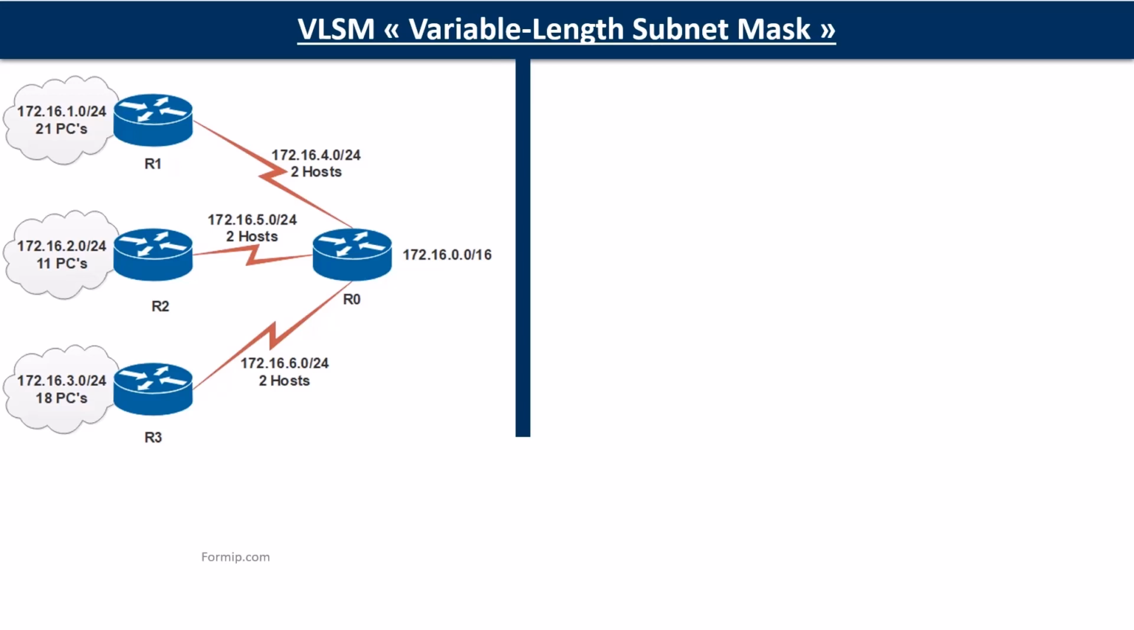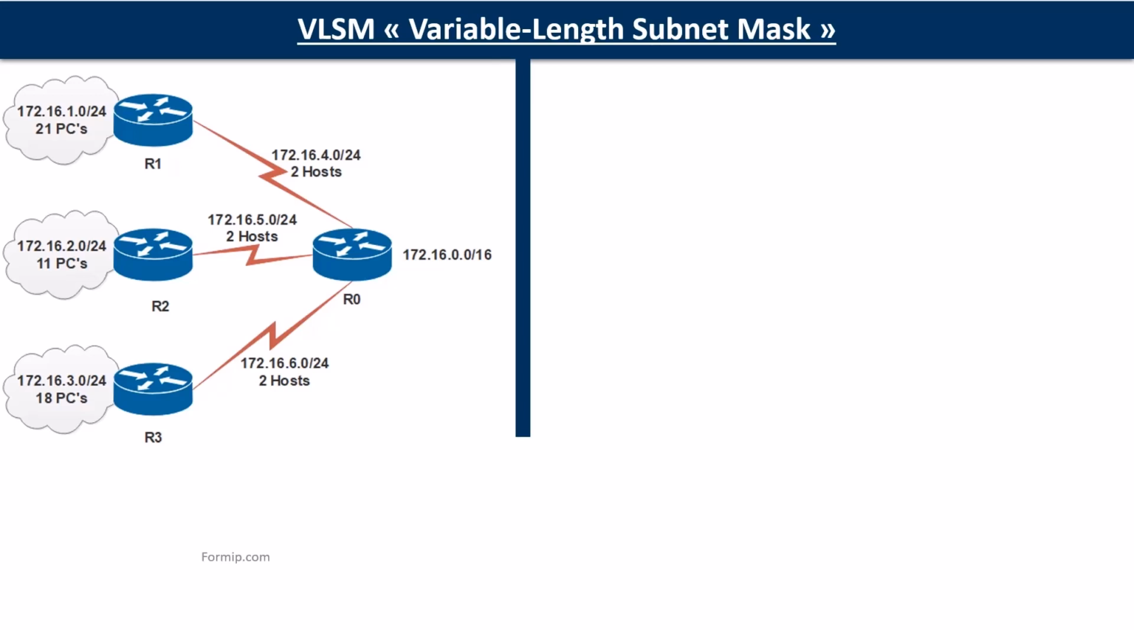But how to optimize the allocation of IP addresses if some networks have only a few machines? And how to optimize this distribution in the case of point-to-point links between routers? That is to say, links which require only 2 IP addresses. The answer is based on the implementation of the concept of variable size masks, the famous VLSM. It allows a company to divide its subnets into unequal sizes to be as close as possible to these needs.